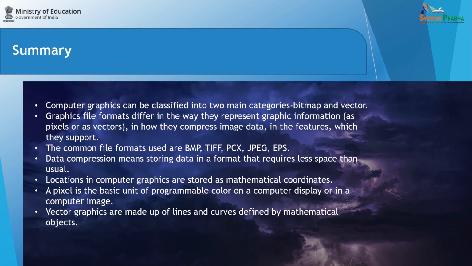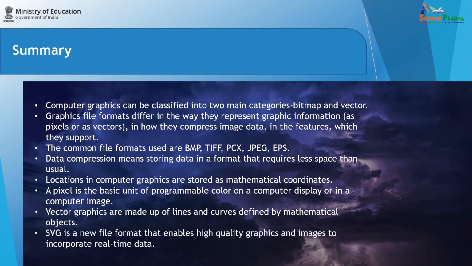Now coming to vector graphics, like we discussed earlier, just concluding, vector graphics are made up of lines and curves, defined by mathematical objects. That's why whenever we are enlarging vector graphics, they never get pixelated. So this is the advantage of vector graphics, right? Last is SVG. SVG is a new file format that we commonly use that enables high quality vector graphics images to incorporate real-time data also. So these are about today's class. Hope the things are now clear to you, right?